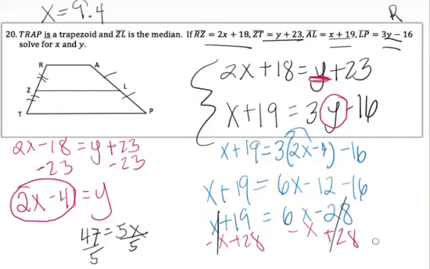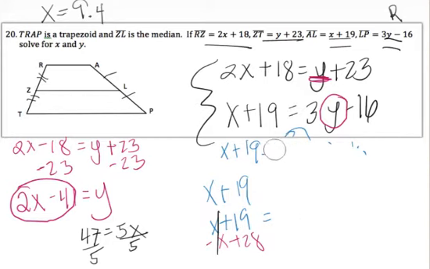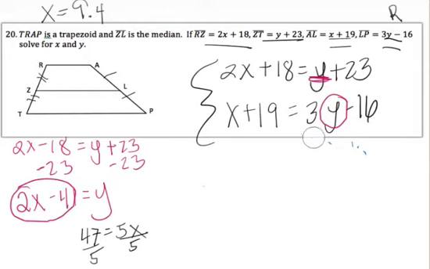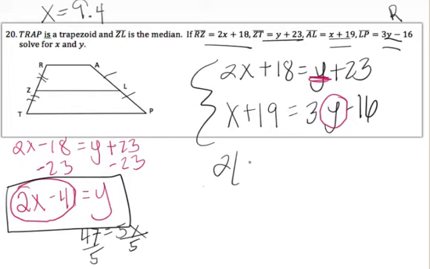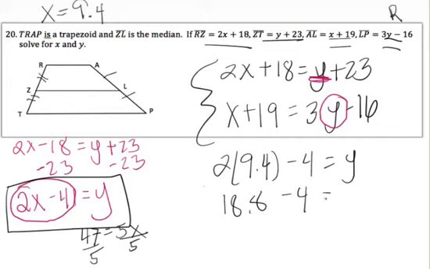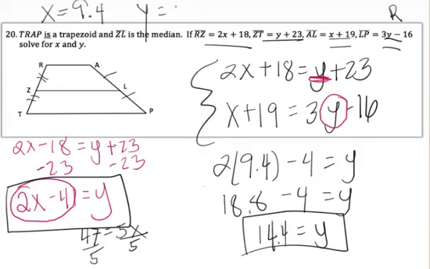So let's go ahead and erase some stuff so we have some more space to do some other problem. Once I get x, I got to plug it back in for y, and so I'm going to take the equation we got here, and we had 2 times 9.4 minus 4 equals y, and when we multiply that by 2, I get 18.8 minus 4 equals y, so y is going to equal 14.4. And there we go. Decimals, are they okay? Yes, they are.